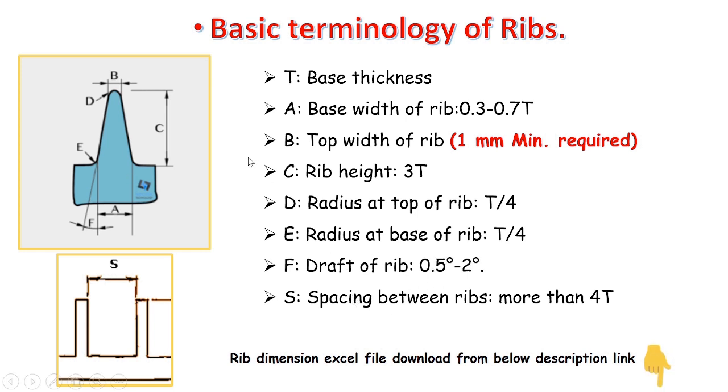F, the draft of the rib on both sides. This rib has drafts on both sides of 0.5 to 2 degrees. It depends on the height of the rib. If the rib height is small, a draft of 0.5 is also sufficient to eject from the mold. And here, the spacing between the ribs should be more than 5 T. Here you can see two ribs, and the space between the two ribs is small.